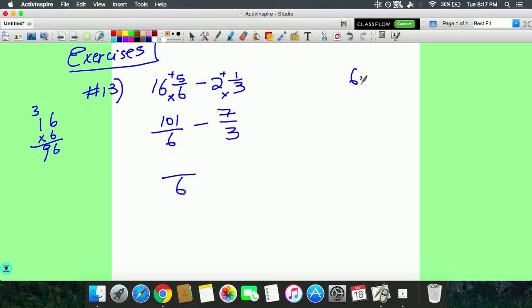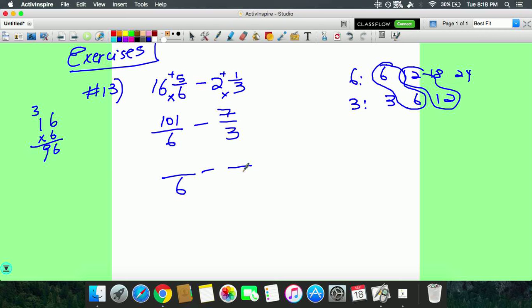So again, I'm just going to do this. 6, 12, 18, 24. 3 times 1 is 3, times 2 is 6, 12. Oops, I can stop, because now I know they share 6. So the smallest common multiple that I have is 6. So I change everything to 6.